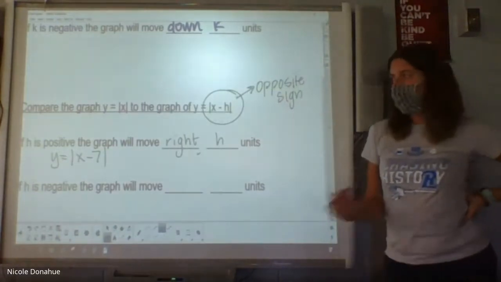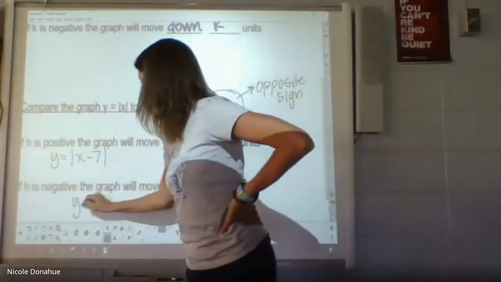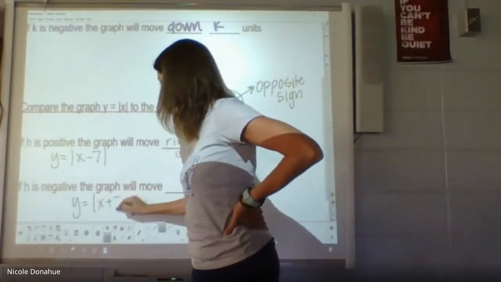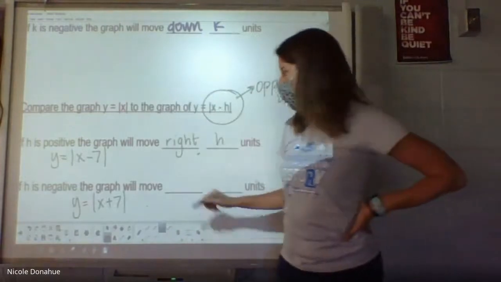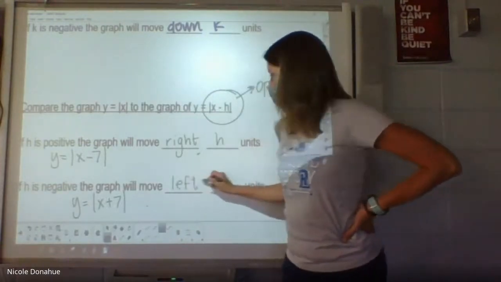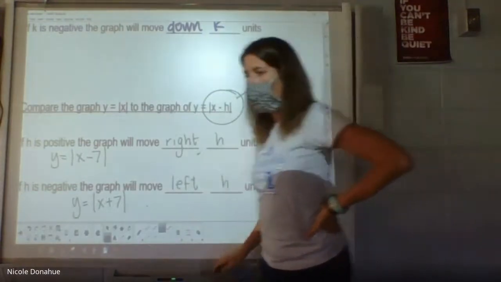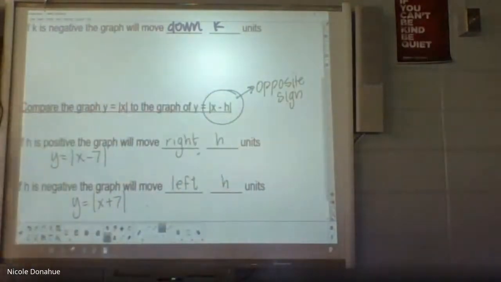And then same thing if it's y equals the absolute value of x plus 7, then that one's going to move to the left 7. So this one is going to be the opposite of what you expect. Whatever's in the absolute value, it's going to do the opposite operation. Kind of strange.